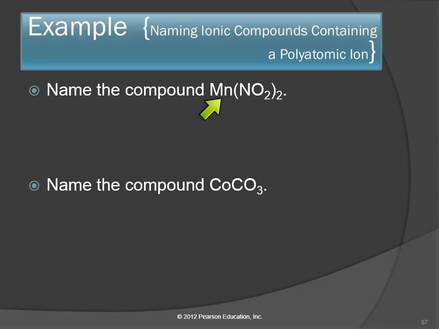So I look at this and I find the first element. The first element is Mn, and then I'm going to draw a line. That's not my marker. I'm going to draw a line right here, separating those. Those are my 2 ions.